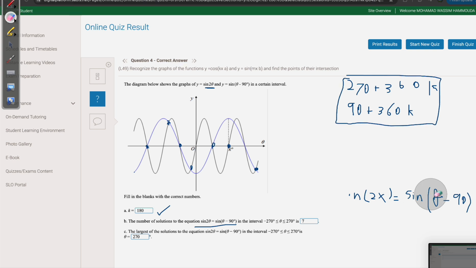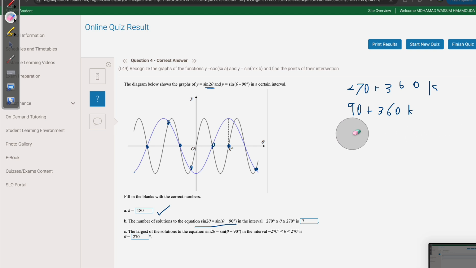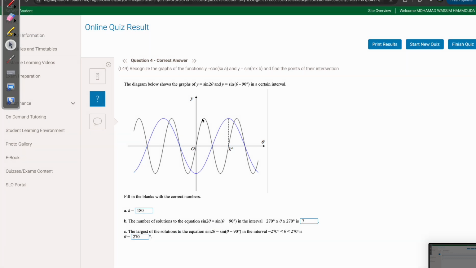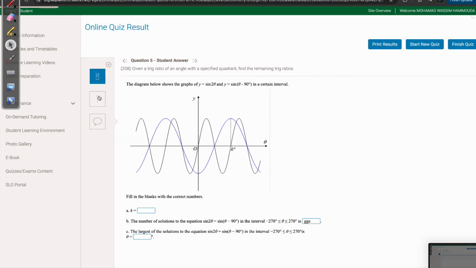But here they're saying from negative 270 to 270. And let's say we substitute k by 0, because we can't substitute k by 1 in either case, so we can just substitute k by 0. This will be 270, but this will be 90, so 270 is the way. That's how we solve question number 4. Now we move on to question 5.